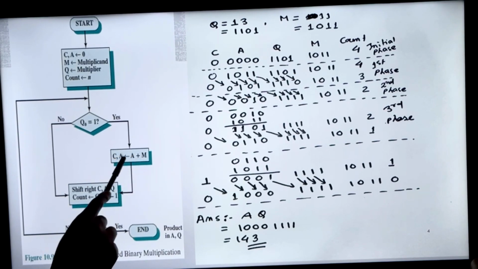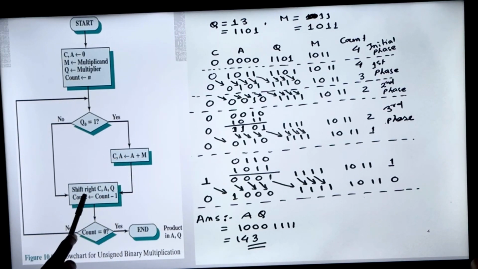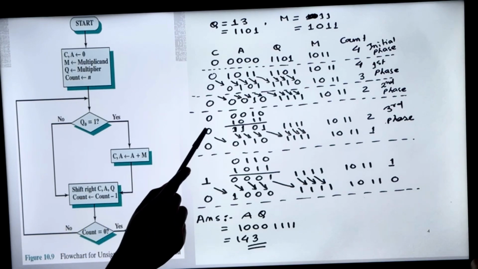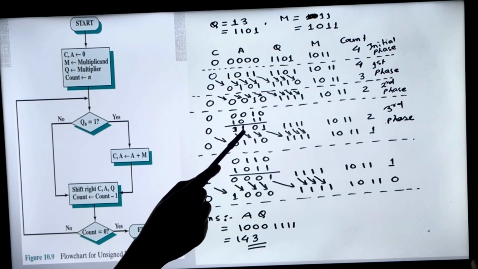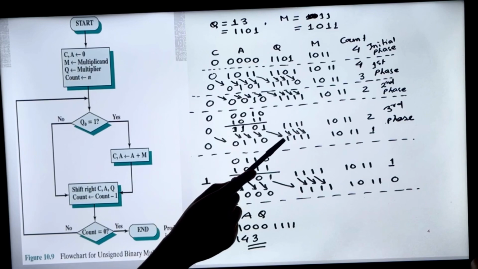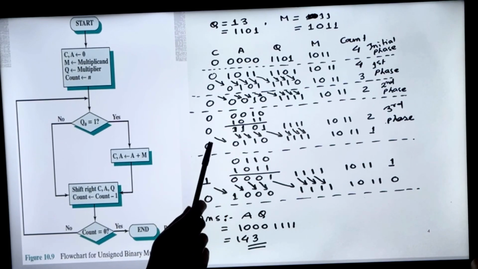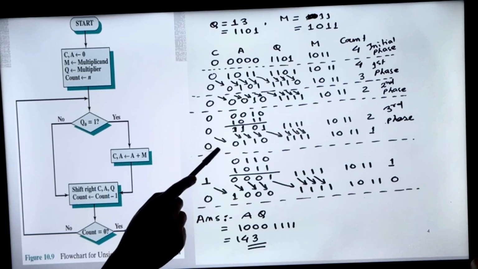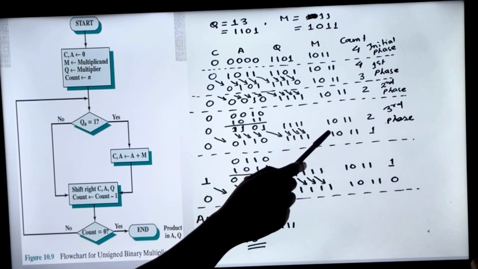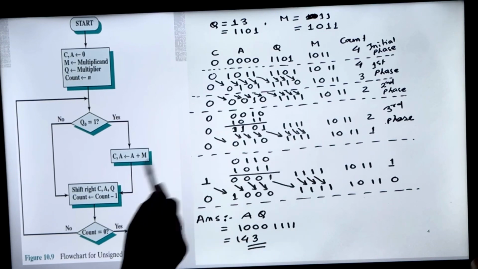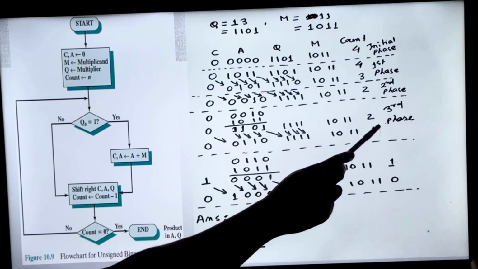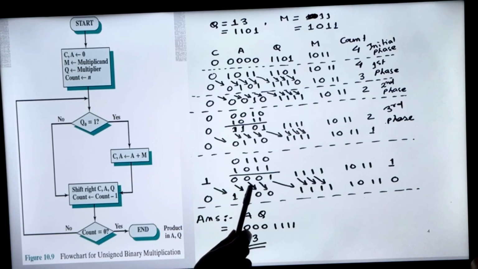After performing this arithmetic, we'll go for right shifting CAQ. Do it. This 0 will come here, this 1 will be here, this 1 is here, this 0 is here, this 1 is here, 1 is here, 1 is here, this 1 is here. You eliminate this one. So this empty place I am filling with 1, 0. And finally, I have M as it is, 1, 0, 1, 1, and count equals count minus 1, which is 1, 1. So the third phase is done.